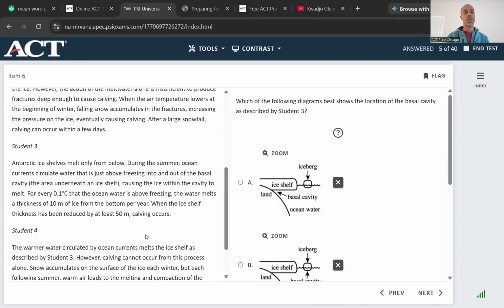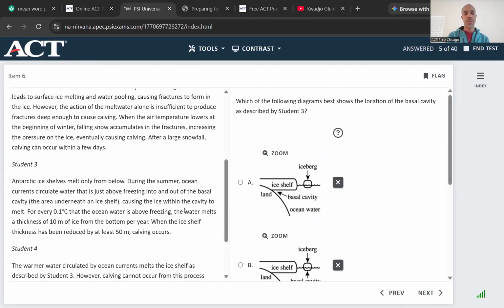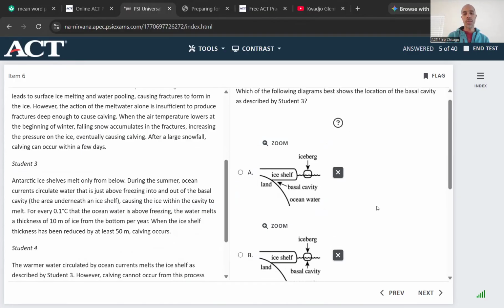All right, interesting. I understood this pretty decent. Which of the following diagrams best shows the location of the basal cavity as described by student three? The basal cavity they said was underneath the ice.